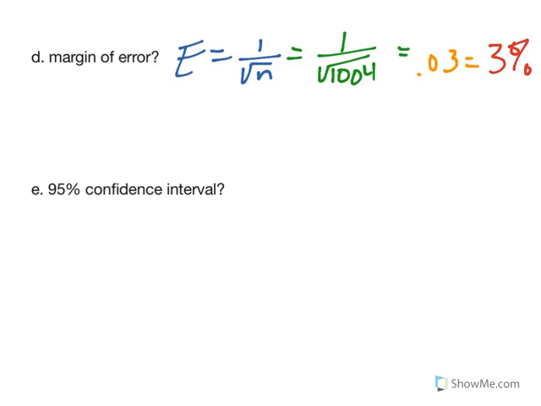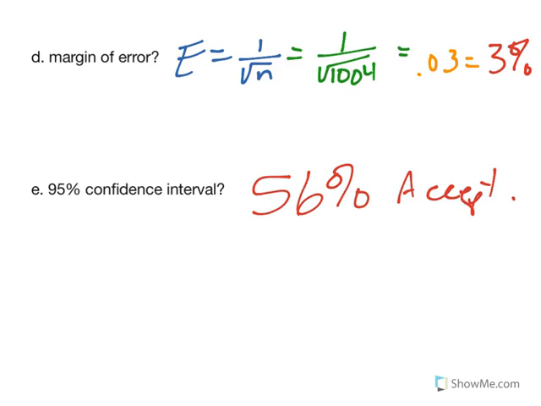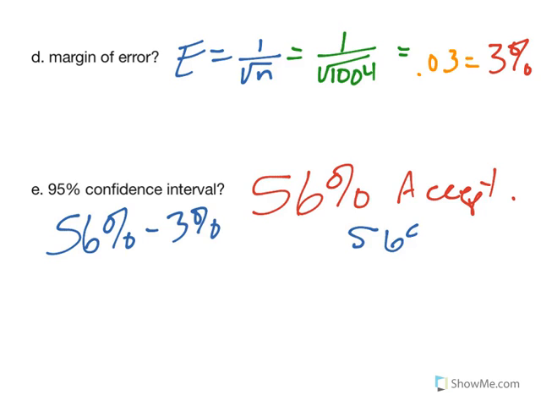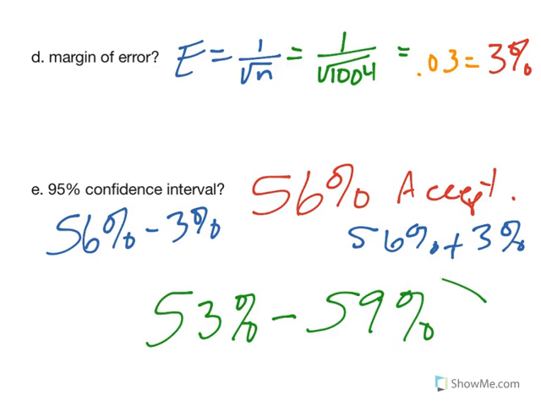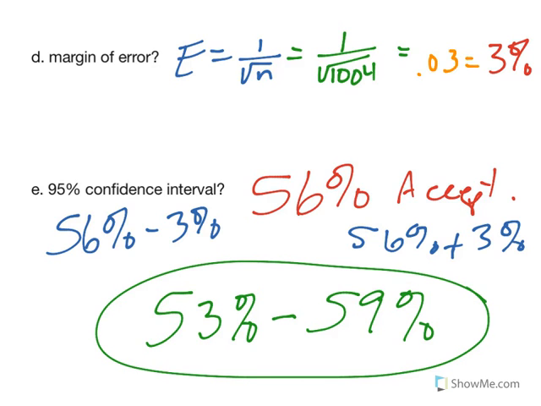Now in letter E, it asks us to calculate a 95% confidence interval for the proportion of Americans who think it is acceptable. So now we're talking about acceptable. Well, what percent thinks it's acceptable? If you go back to the problem, 56% think it is acceptable for the government to track your phone records. So if that's our point estimate, then we will take 56% minus 3% for our low end, and we will take 56% and add 3% for our high end. So we will end up with 53% to 59%, and that is our confidence interval. So now in letter F, we can write a statement for that.